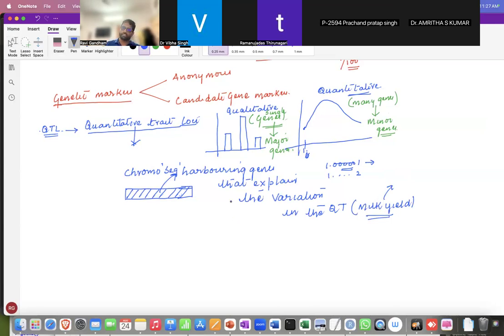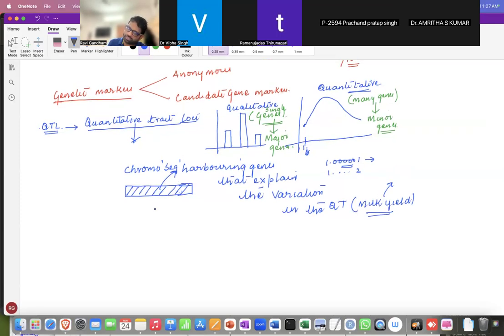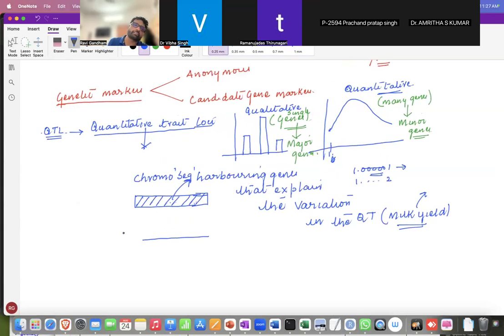That's your ultimate aim, right? So now you know what QTLs are. QTLs are harboring genes. Now what happens? For example, let us say a gene X within this chromosomal segment. I'm again redrawing this particular chromosome. You have a segment here, and this segment has got a gene X here. We are talking about some gene X.